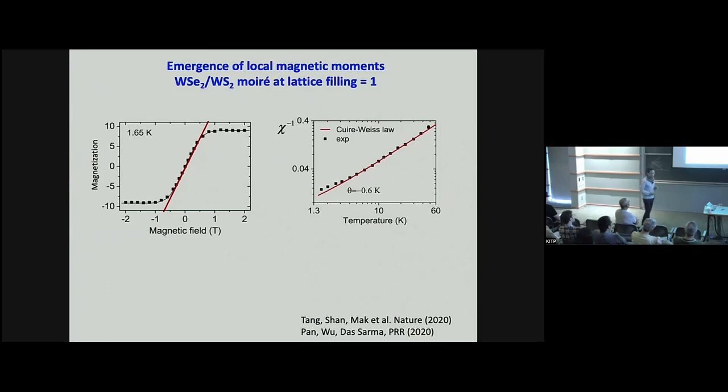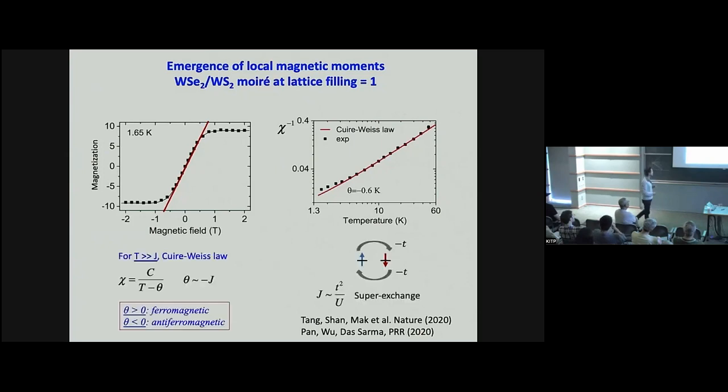On the right, what I'm showing is the inverse susceptibility extracted from this slope as a function of the temperature. The dots are the data. The red line is the Curie-Weiss fitting. And we can extract a Curie-Weiss temperature in this fit of about -1 Kelvin. The negative sign shows that it's antiferromagnetic exchange between the local moments. Remember that it is an insulator at filling equal to 1. So it's consistent, at least with the superexchange mechanism, that it produces a net antiferromagnetic interaction between the local moments in this Mott insulator.